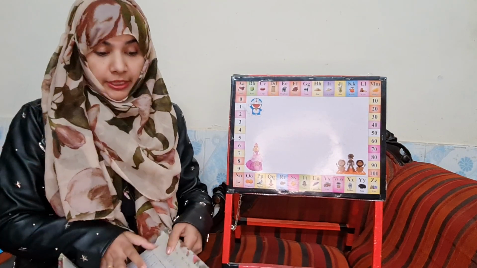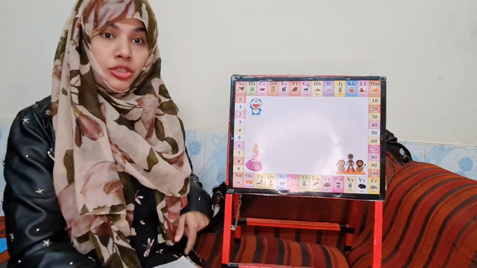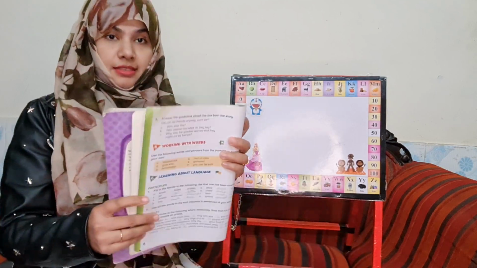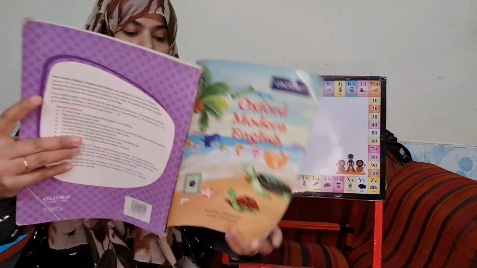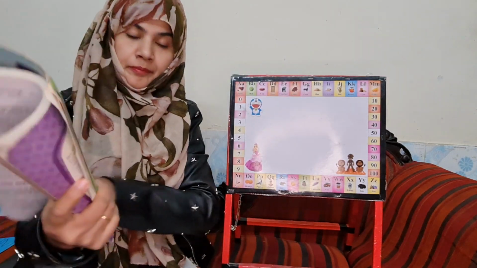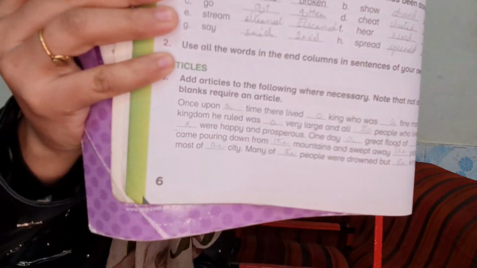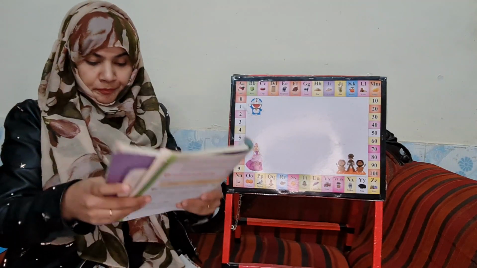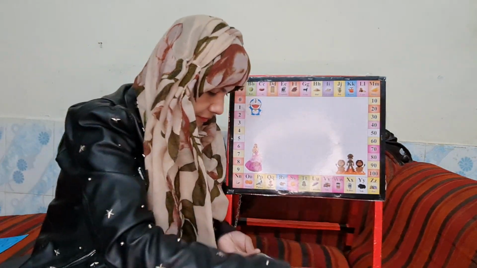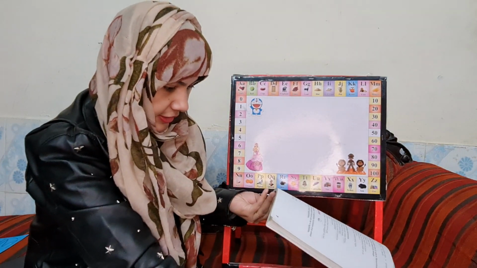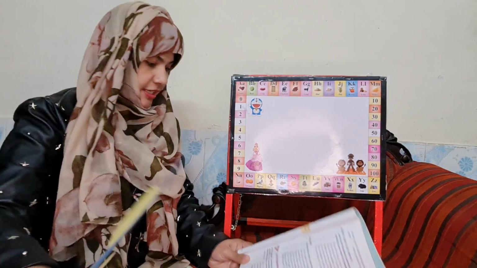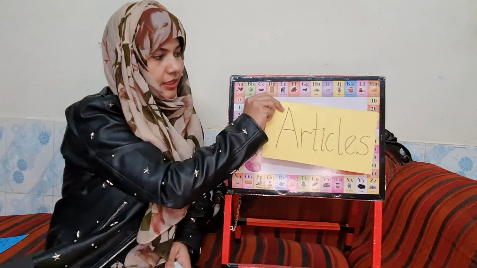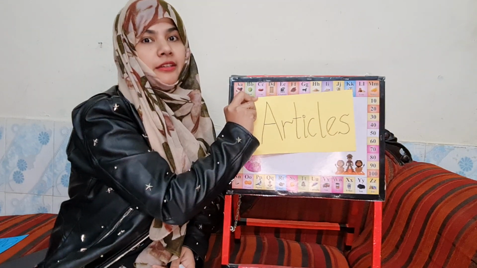Where we have left was basically about, yes, grade 4. This was the book, page number 6. I will try my best that I will be showing you the book clearly. The topic is this: articles.